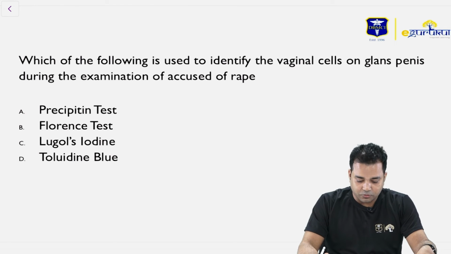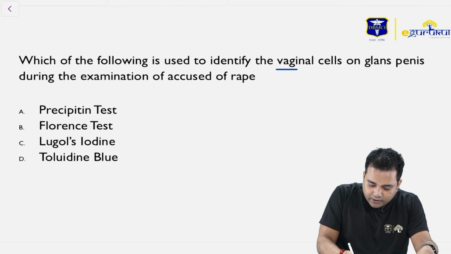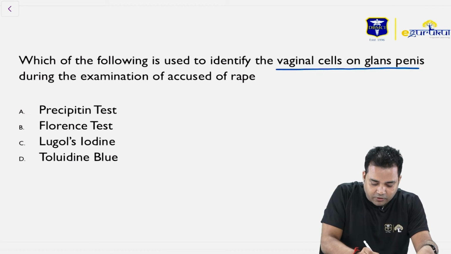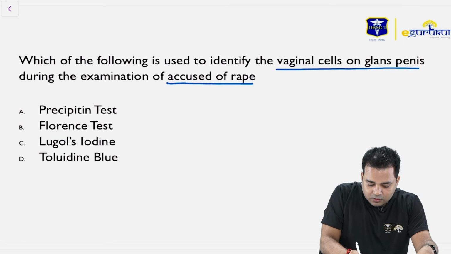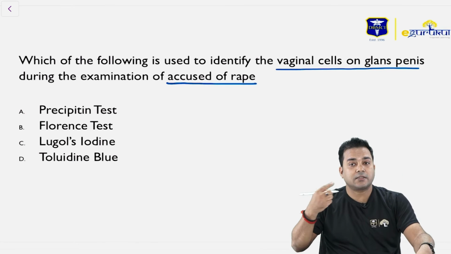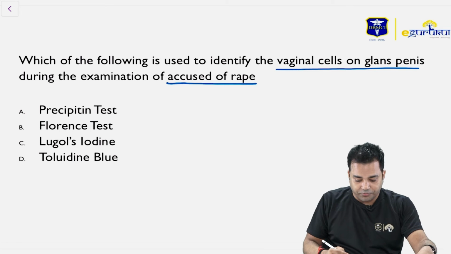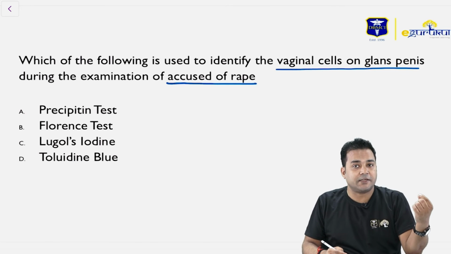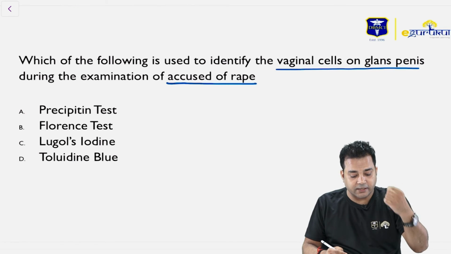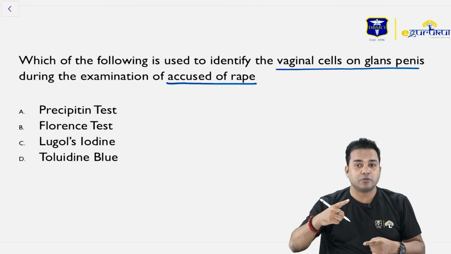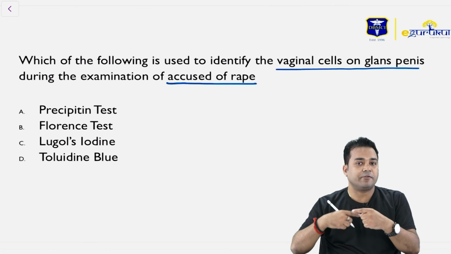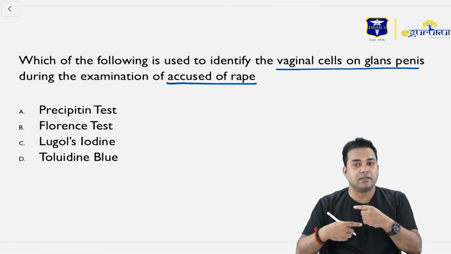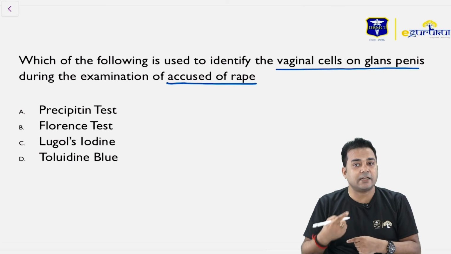Which of the following is used to identify vaginal cells? What we need to identify is vaginal cells on the glans penis of the accused, and the accused has done which offense? Rape offense. So we are talking about penile penetration into the vaginal orifice, peno-vaginal penetration. In cases of peno-vaginal penetration, if the accused has not used a condom, female vaginal epithelial cells will usually be present over the penile shaft of the accused.